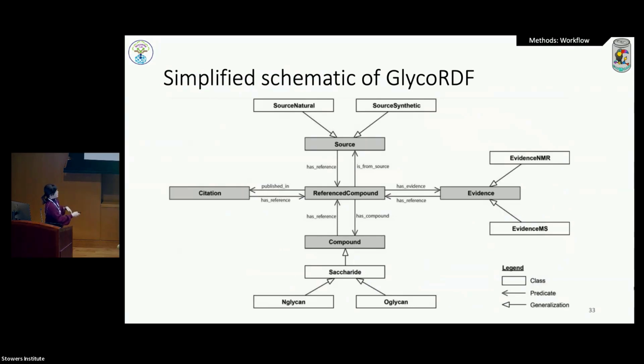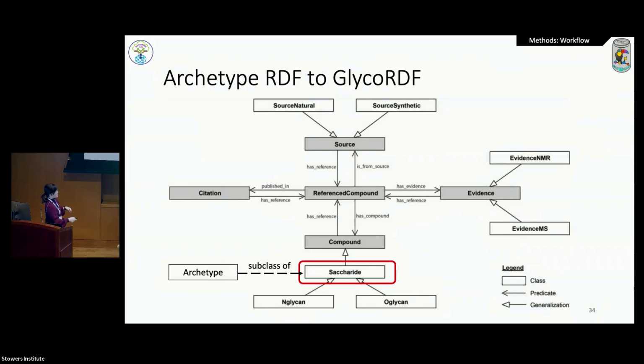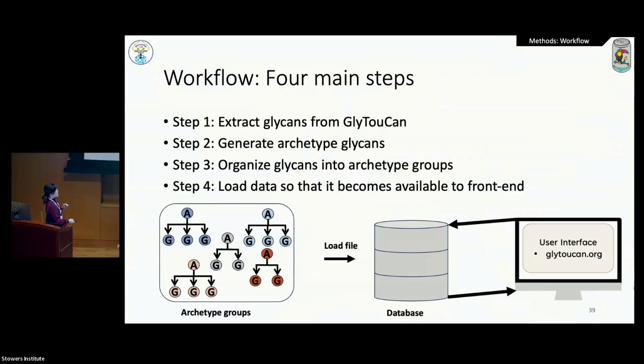The main part that I'd like to focus on here is the saccharide concept. The saccharide is the class that we use to represent all the different glycans. They're linked to citations, evidence, and source information through the other classes. But here we've now added a new archetype class as a subclass of saccharide. And so this allows us to use two bidirectional predicates to link the archetype with the individual glycans.